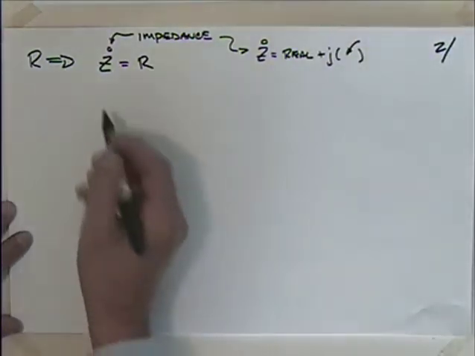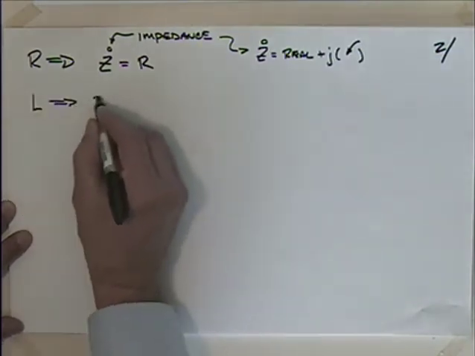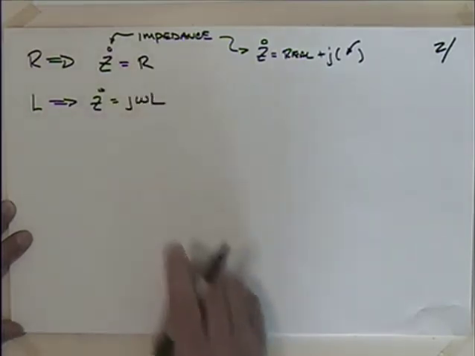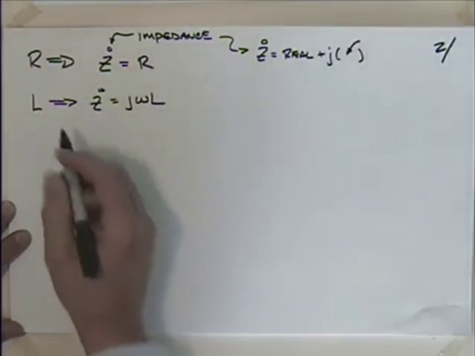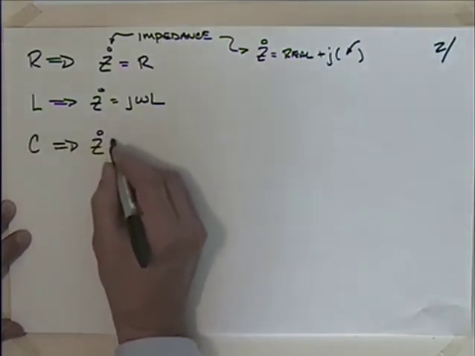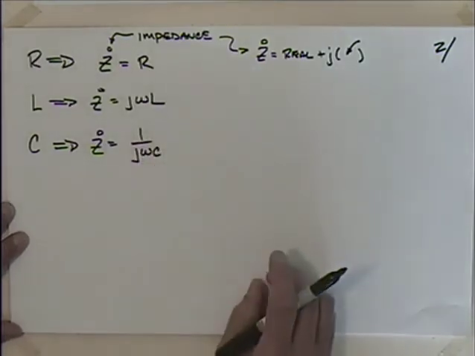So what about then for an inductor? What is Z equal to? Well, Z is equal to j omega L. And what about for a capacitor? What is Z equal to? Well, Z is equal to 1 over j omega C.